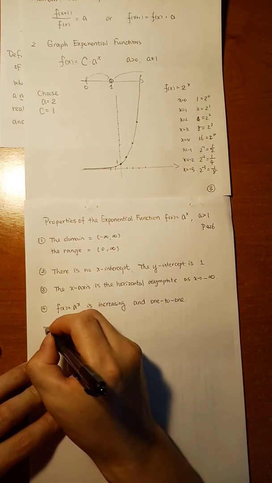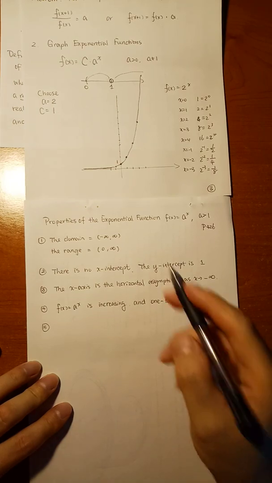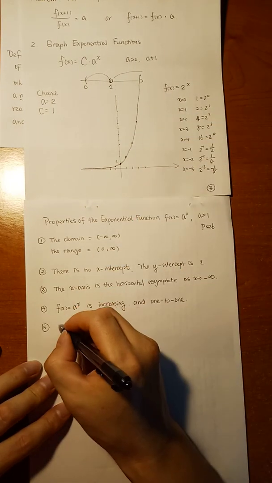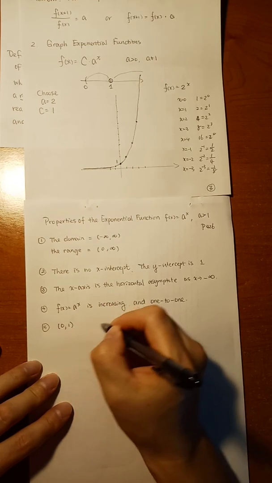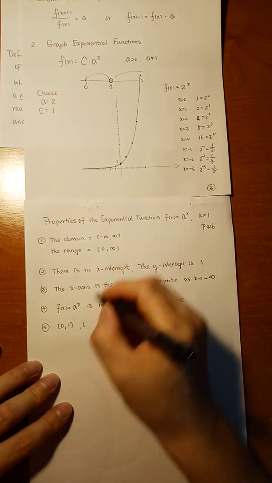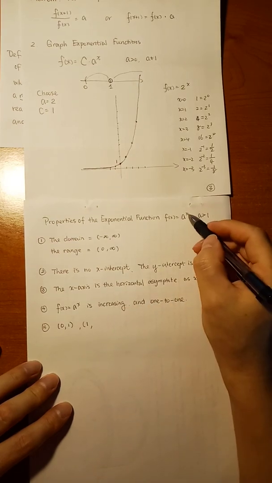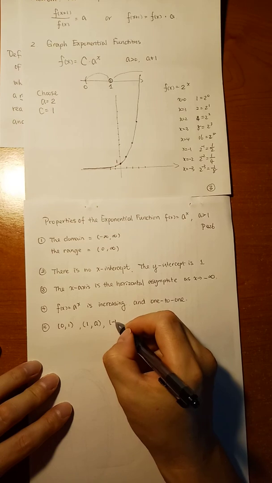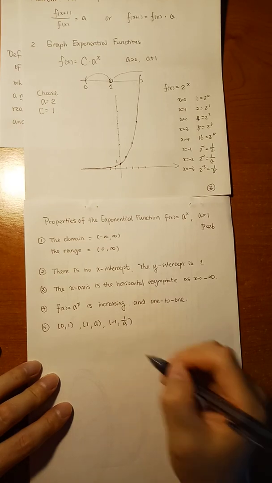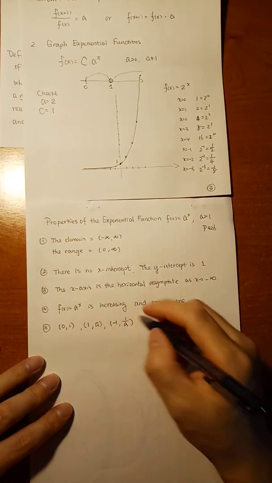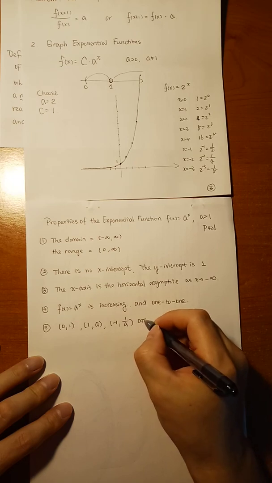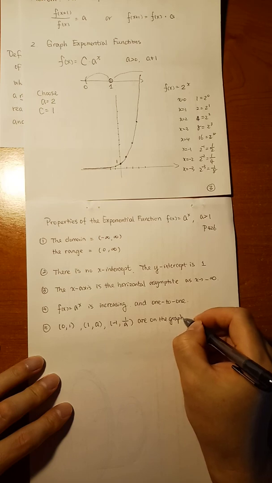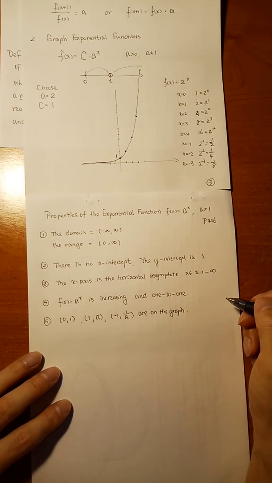And 5. For this function, this point is always on the graph. The point, when x is 0, y is equal to 1. And when x is 1, y is a. X is negative 1, y is 1 over a. Okay, so we just mentioned those 3 special points. Those 3 points are always on the graph.